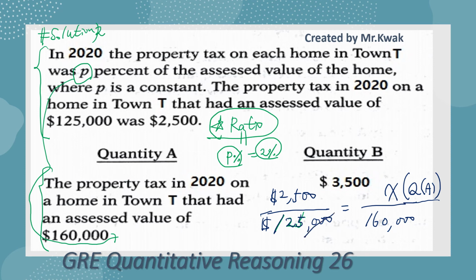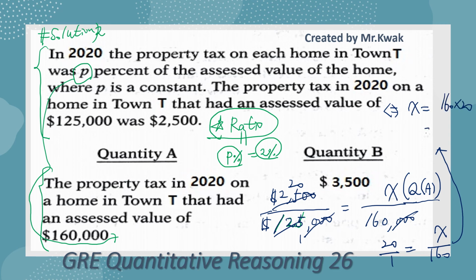First of all, we can reduce the number 125, 20. So 20 equals 160x. Is that correct? Yes, right, guys. So let's move to another blank part to get the x here. X equals 160 multiplied by 20. So X, or quantity A, could be $3,200.